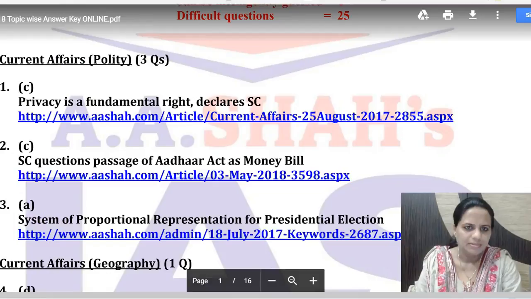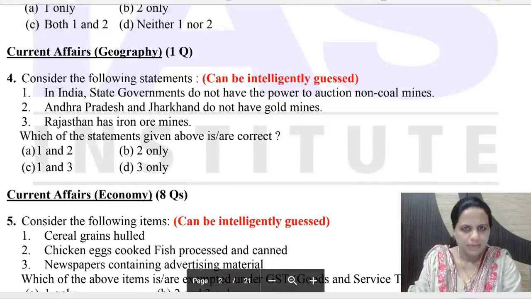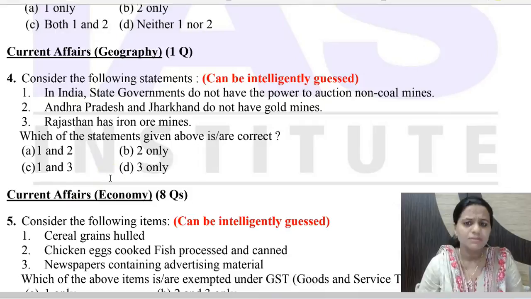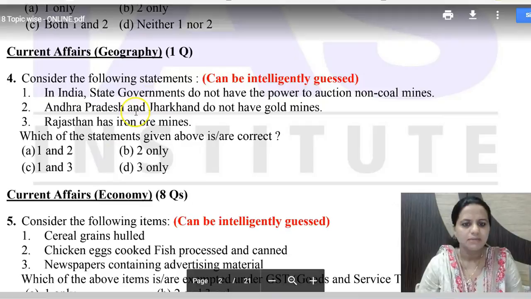Question 3. The next section is geography, current affairs based on geography. One question was there which could be intelligently guessed. The first statement is: in India, state governments do not have the power to auction non-coal mines. This is an incorrect statement because auctioning of coal and non-coal mines happens and keeps coming up in the news. So state governments do have the power to auction non-coal mines. So the first statement is incorrect.